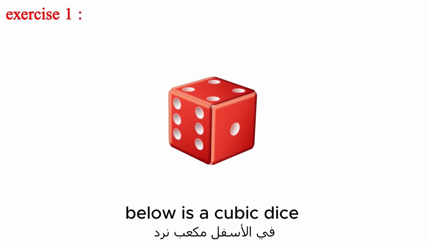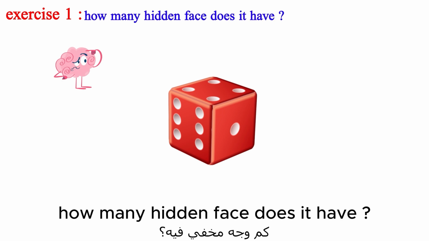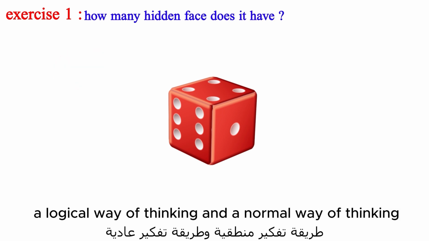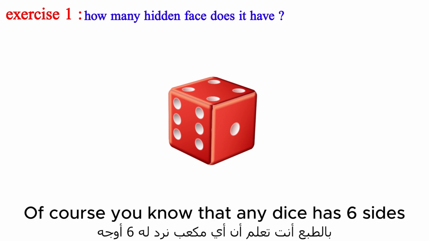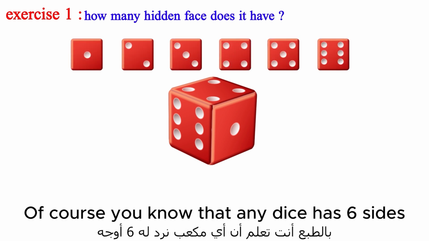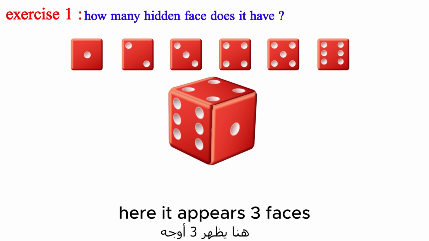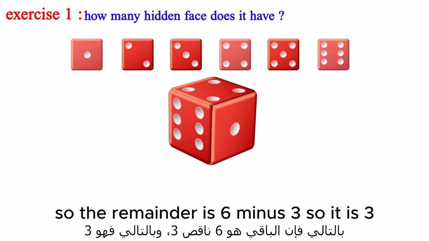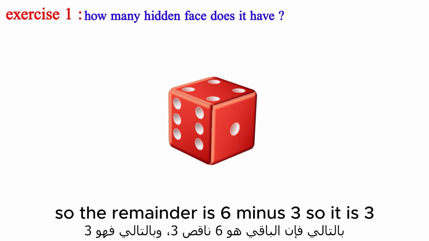Exercise 1. Below is a cubic dice. How many hidden faces does it have? We have 2 ways of thinking, a logical way of thinking and a normal way of thinking. Logical way. Of course you know that any dice has 6 sides. Here it appears 3 faces: 1, 2, 3. So the remainder is 6 minus 3, so it is 3.